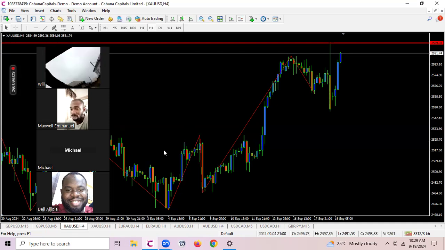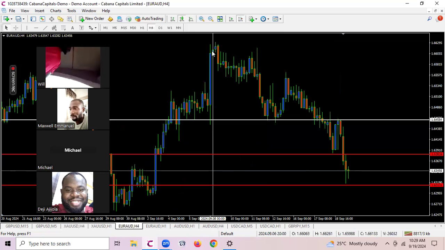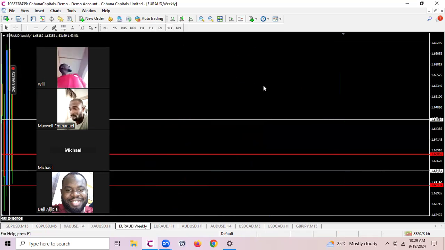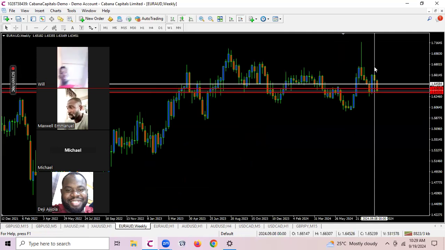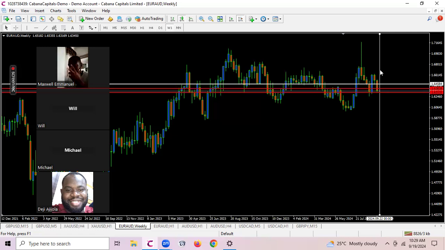Okay, so let's move to the next pair. Which other pair do you want us to look at? Let's look at Euro Aussie. I'm looking for a buy opportunity on Euro Aussie. My bias for Euro Aussie this week was bullish. As you can see, it's been bearish. I took a trade, and that trade hit my SL. I bought Euro Aussie and sold Australian dollar USD, and both trades hit my SL. My bias still remains bullish for Euro Aussie and bearish for Australian dollar USD, so I'm waiting for the right time to execute the trade.